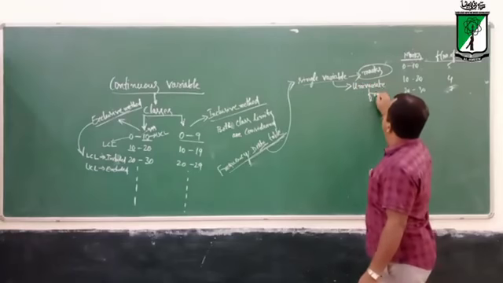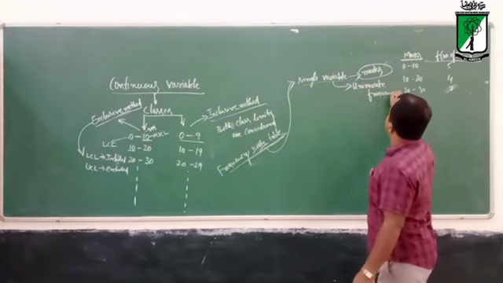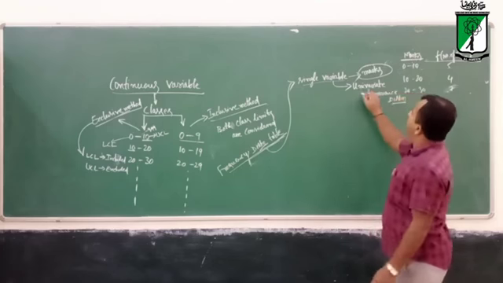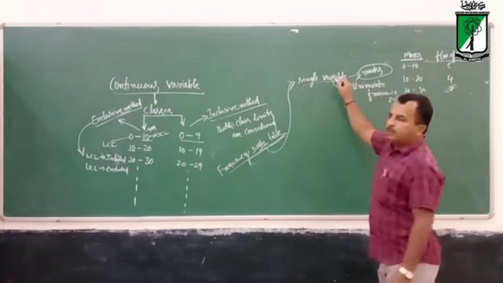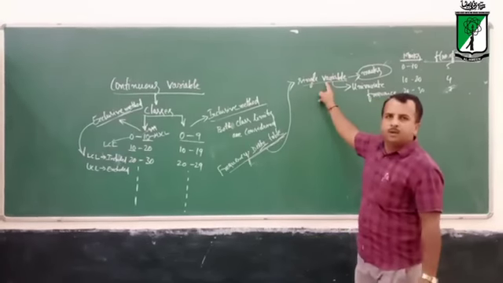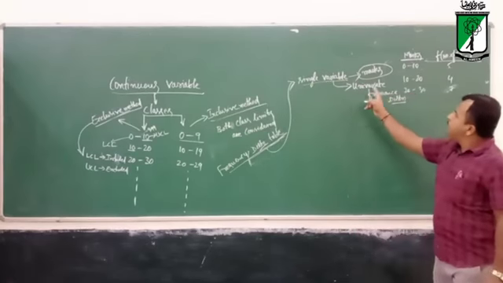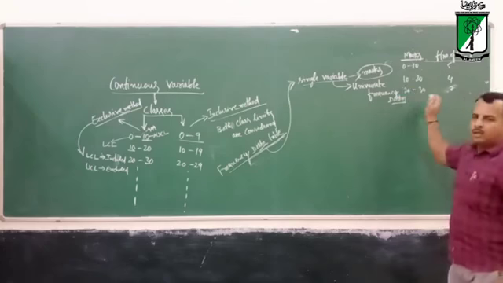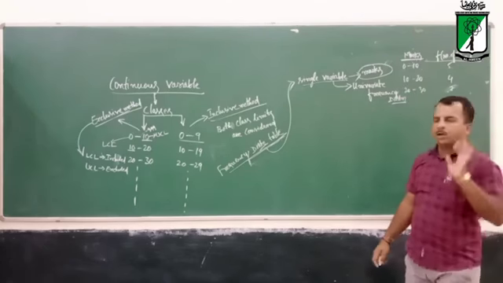Univariate frequency distribution. If the frequency distribution table is prepared for only a single variable, then it is called a univariate frequency distribution. Hope you are clear.